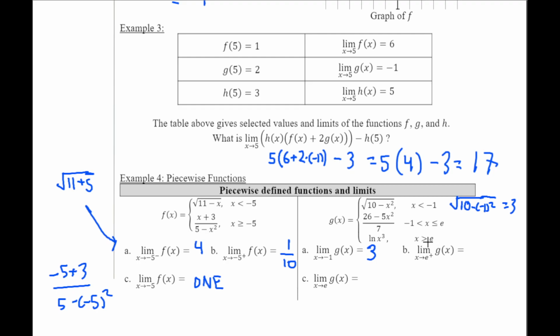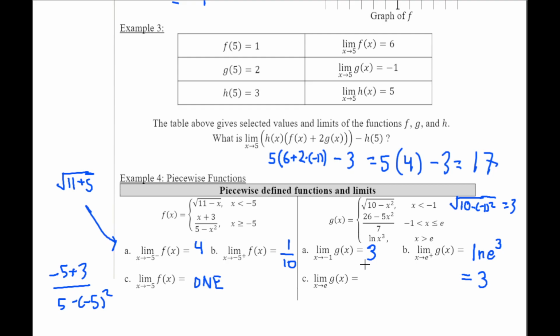So e from the right, its x value is greater than e, so we're plugging e into this last function right here. That's going to be just ln of e cubed. Just plug in the e for x. And if you recall from Algebra 2 or pre-calc, this is just equal to 3. Limit as x approaches e of g of x. So this is our right-hand limit.